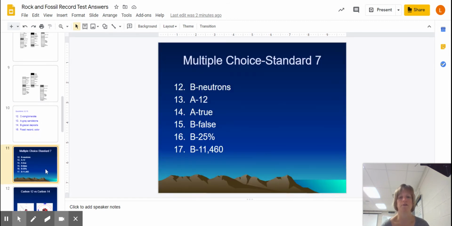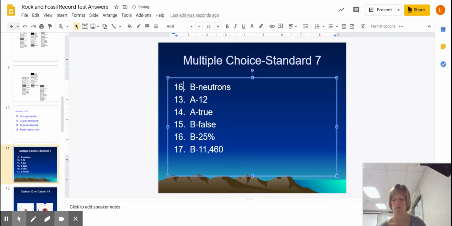And so number 12 there, oh, I'm sorry, those are misnumbered, I just noticed. So this should actually be number 16. Number 16, the answer is B, neutrons. And the question asks us what isotopes are, and isotopes are the same element, they just have different numbers of neutrons. Now, question number 17 asks about carbon and which form is the stable isotope of carbon. That is for sure carbon 12.